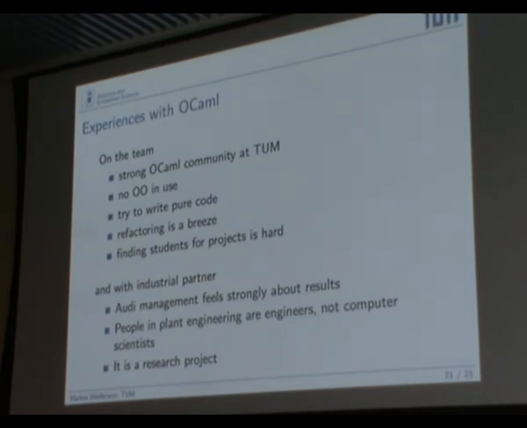They don't micromanage you. And the people at Audi, the plant engineers, well, they're engineers. They are mostly mechanical engineers or mechatronic engineers, and so they're not computer scientists. So they don't think so strongly about their programming language. You don't come there and they say, we're doing everything in Java, because they're not programming all day long. So it's actually easier in that environment to say, okay, I'm using that language, and they say, well, okay. Yeah. And also it's a research project, and you can get away with a lot more.